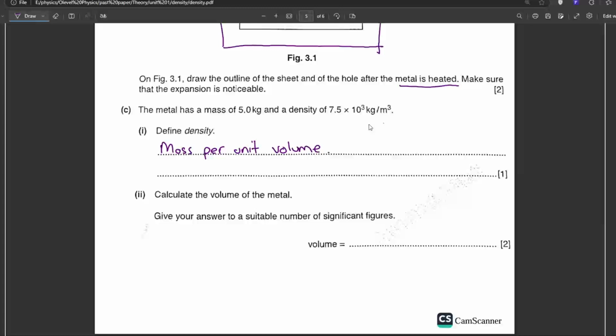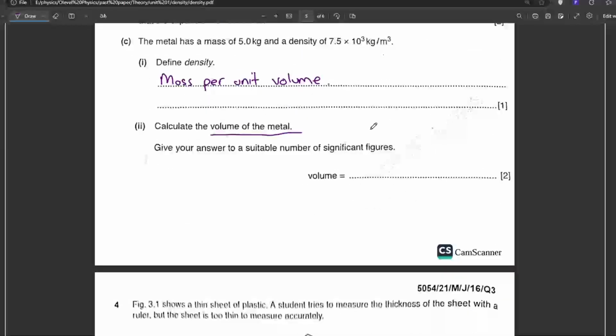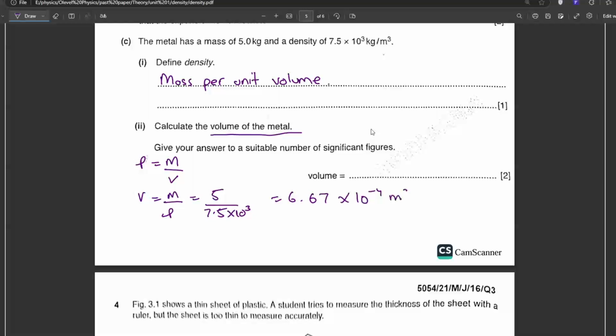Calculate the volume of the metal. So density is equal to mass over volume. Volume will be equal to mass over density. Mass is 5. Density is 7.5 into 10 raised to the power of 3. Can you calculate the volume? Yes. 5 divided by 7.5 into 10 raised to the power of 3 comes out to be 6.67 into 10 raised to the power of minus 4 meter cube. That is your answer.